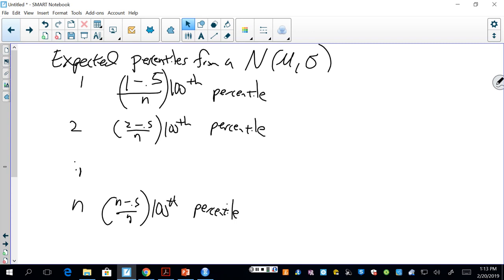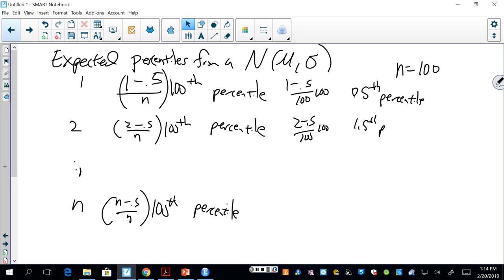And so if n, for instance, is 100, then this is 1 minus 0.5 is 0.5 over 100, times 100, so that's about the 0.5th percentile. That's pretty small. And then the next one, 2 minus 0.5 over 100 times 100 would be the 1.5th percentile.